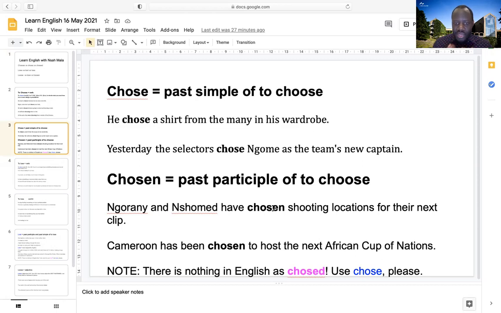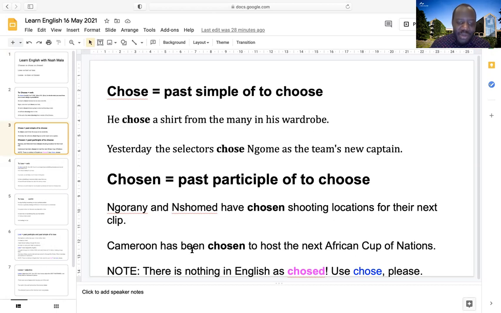When it is done this way, it actually refers to the past. It refers to a past event, but more or less in the sense of immediate past, and whose action is still somehow continuing in the present. So I take it again. Ngorani and Shomet have chosen shooting locations for their next clip.